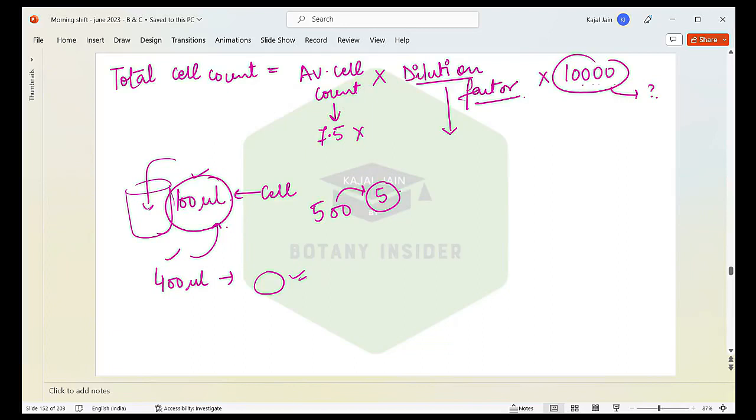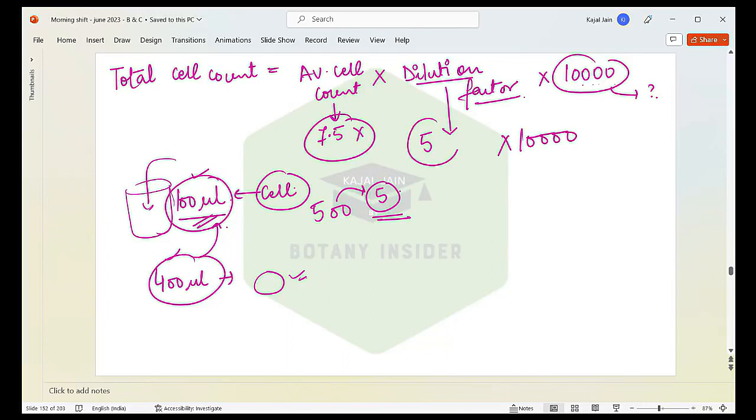Why? Because you have 100 microliters of the cell. In this you're adding 400 microliters of a dye, so total content is 500. So the dilution factor will be 5, because you are adding 100 of cells to dilute the entire thing. That's why the dilution factor will be 5. So I'll take the dilution factor 5 and I'll multiply it by 10,000. So 7.5 into 5 into 10,000.